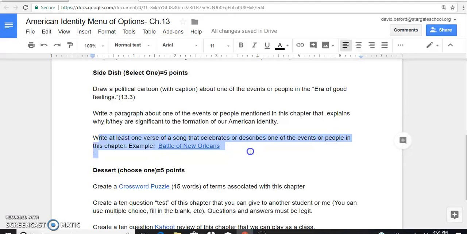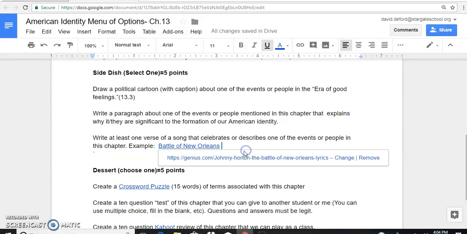Finally, last option for this one, you could write a verse to a song that celebrates or describes one of the events or people in this chapter. So I've left an example here for a video that we watched last chapter on the Battle of New Orleans, where they wrote a hero song about Andrew Jackson and his role. Well, there's a lot of heroes in this chapter as well. So if you want to, you can write a verse for a song that celebrates something or someone that kind of led to our national identity. One verse, a paragraph, or one political cartoon, 5 points.